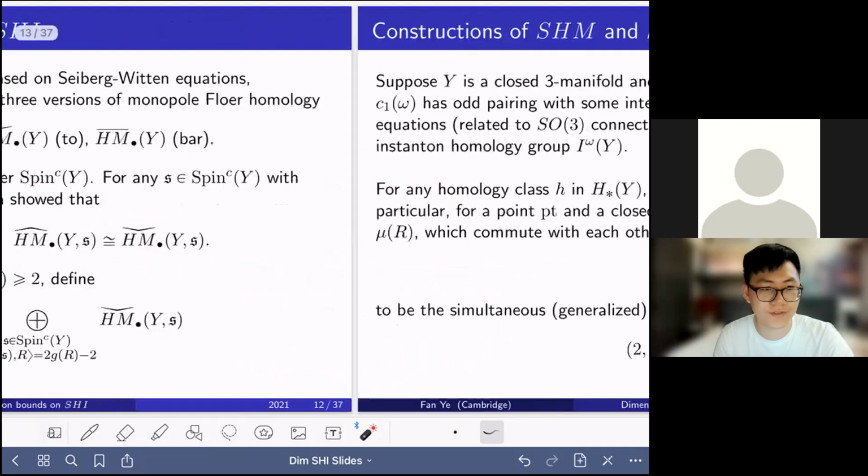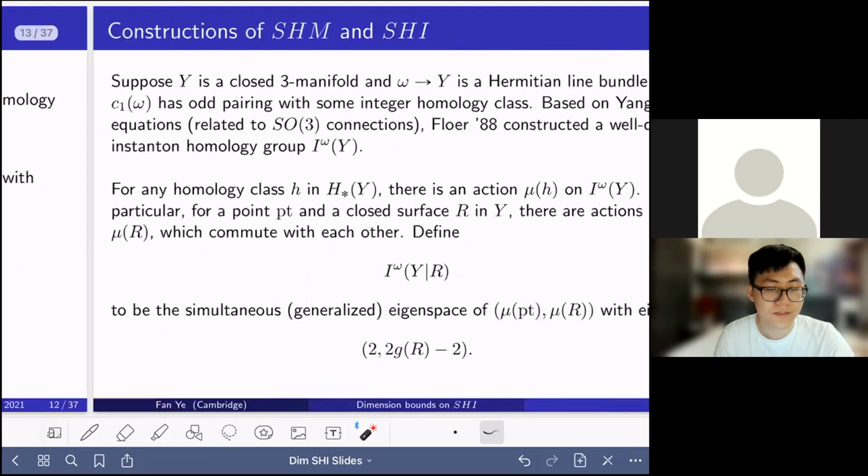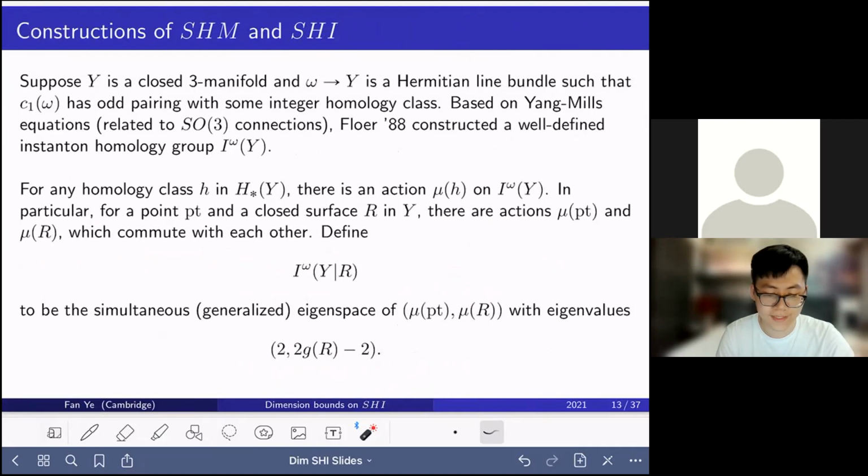Also for instanton theory, the basic setup is that Y is a closed oriented 3-manifold and omega is a Hermitian line bundle such that c_1 of omega has odd pairing with some integer homology class. This is just an admissibility condition. Based on the Yang-Mills equations, which count SO(3) connections on some principal bundles, Floer constructed a well-defined instanton Floer homology, which we call I_omega of Y.